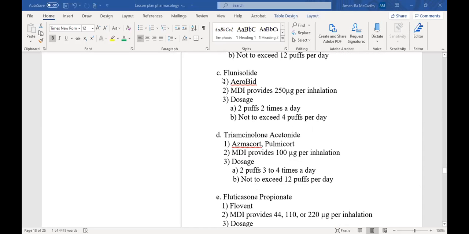The next one is flunisolide. Flunisolide is the generic name for Aerobid. This is another aerosolized steroid that comes in the MDI at 250 micrograms per inhalation. You give 2 puffs twice a day. Don't exceed those 4 puffs.